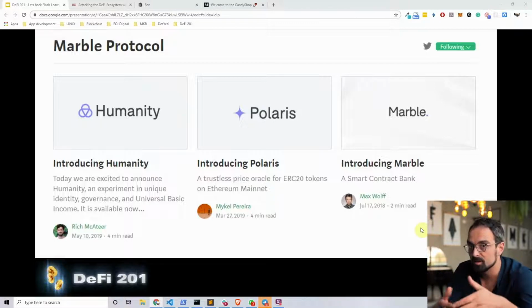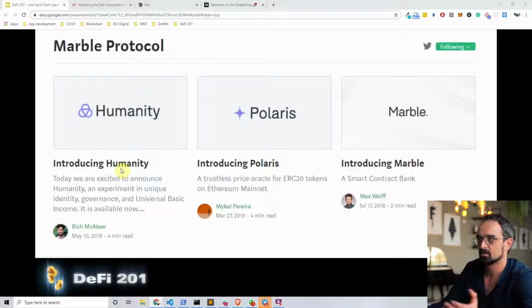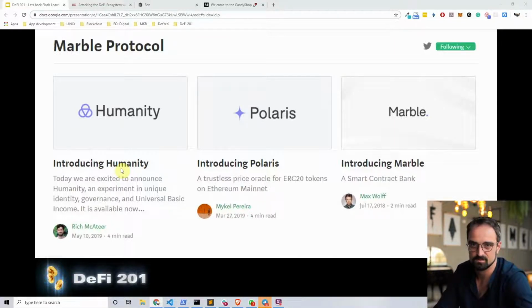And there are many concepts out there like that you can look at, copy what they did, and actually implement it correctly and gain a lot of value out of it. After they introduced Marble, they also introduced a price oracle called Polaris. And after that, they started a universal basic income on the blockchain for humanity concept, which I call building an air castle. It's a little bit too wishful thinking, but it's interesting to see.